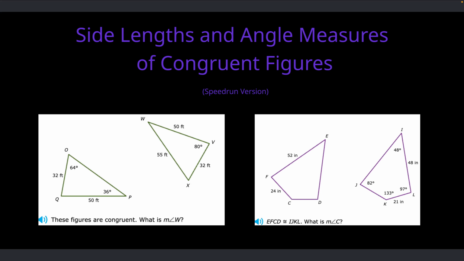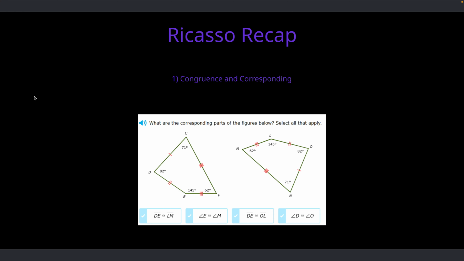Today we're going to be talking about how to find side lengths and angle measures of congruent figures, similar to the problems that you see up on the screen here. Just a reminder, this is the speedrun version where we go through it pretty quickly. If you'd like the normal version, I'll link that in the description below.